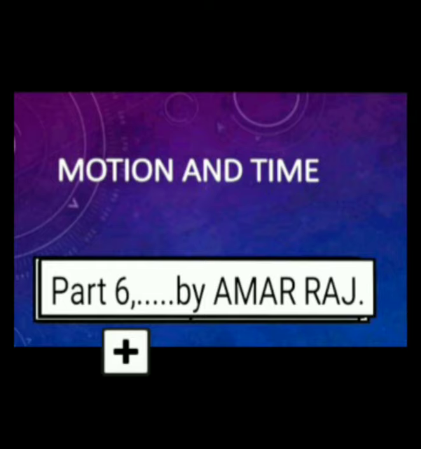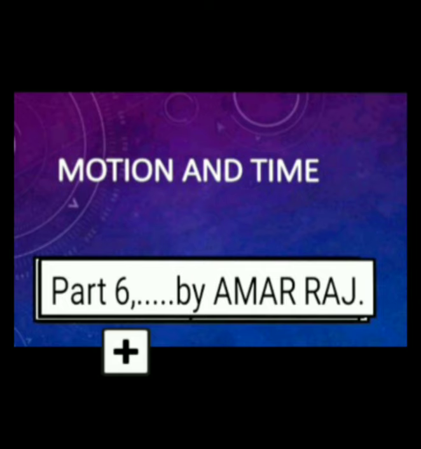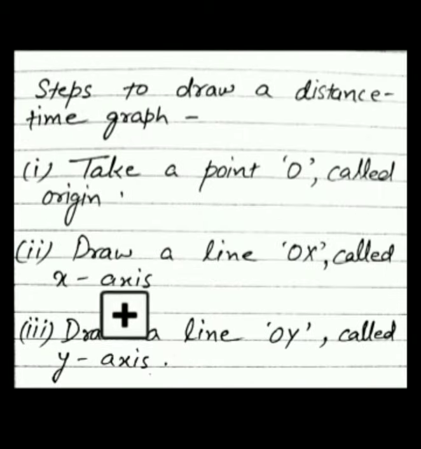Students, in the previous video of this chapter we have discussed the different types of graph, the distance time graph for uniform motion and non-uniform motion. So the basic idea about the shape of the graph we have studied in the previous part. Today we will discuss step by step the process of drawing a graph. So let us start. Steps to draw a distance time graph.